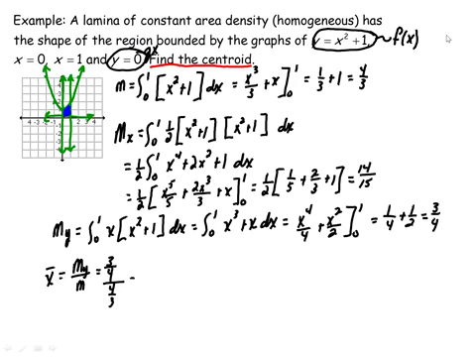What do you think? What do you think it's going to be? 9/16. Good. And you can put that in your calculator if you need to. So y bar is going to be m sub x over m. M sub x, we came out to 14/15 over the mass, which is going to be 4/3. Do the math on that, you should come up with 56/45.